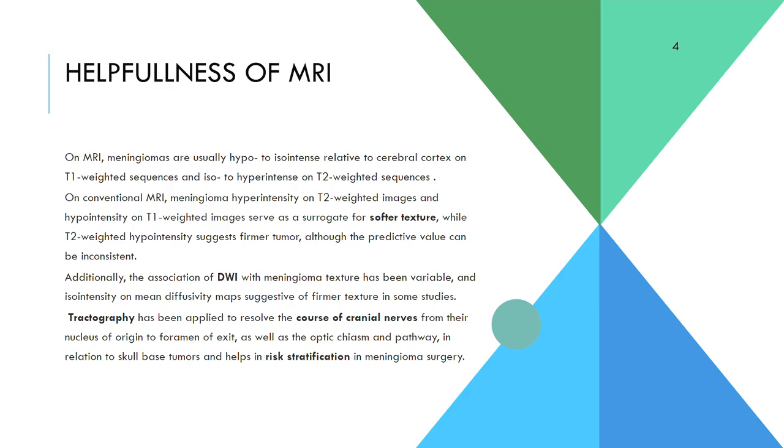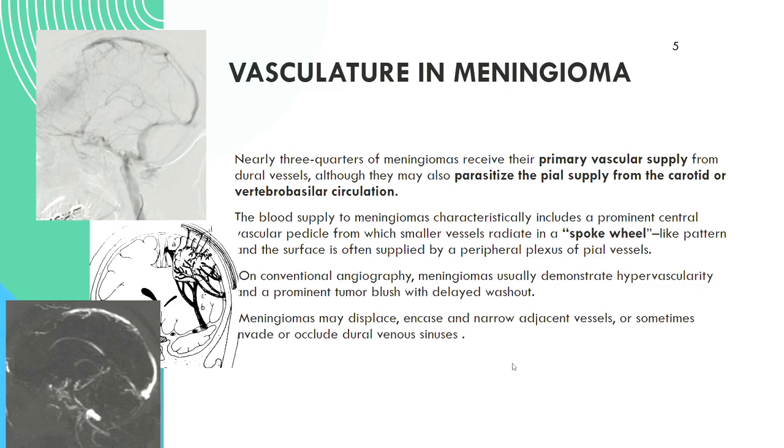Meningiomas mostly take supply from the dural vessels, although they may also parasitize the blood supply from the carotid or vertebrobasilar circulation. These characteristics include a prominent central vascular pedicle from which smaller vessels radiate in a spoke-wheel-like pattern. On conventional angiography, meningiomas usually demonstrate hypervascularity and a prominent tumor blush with delayed washout. These meningiomas can displace, encase, and narrow adjacent vessels and sometimes invade or occlude dural venous sinuses.